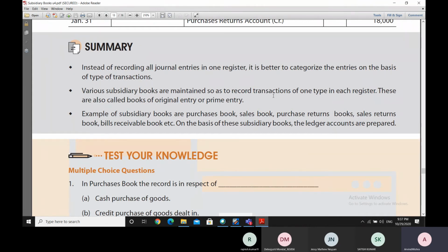On the basis of the principal books, the trial balance and the principal accounts are prepared, or the financial statements are prepared. But on the basis of the subsidiary books, the ledger accounts are prepared.